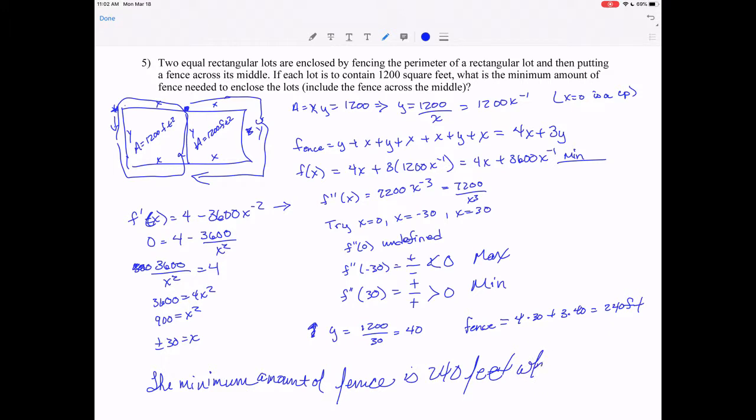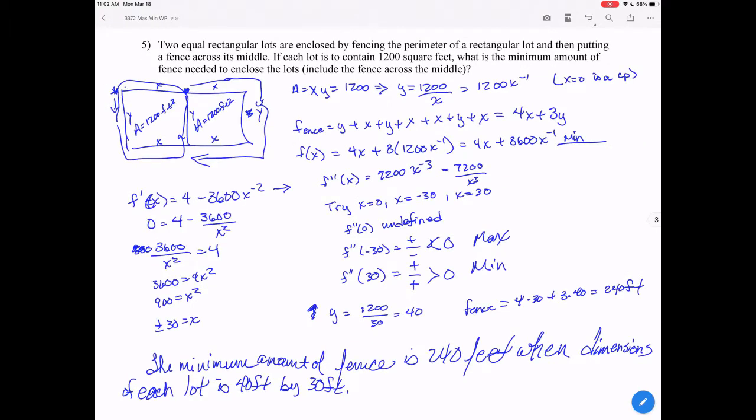when the dimensions of each field, of each lot, is 40 feet by 30 feet. Okay? That's it.